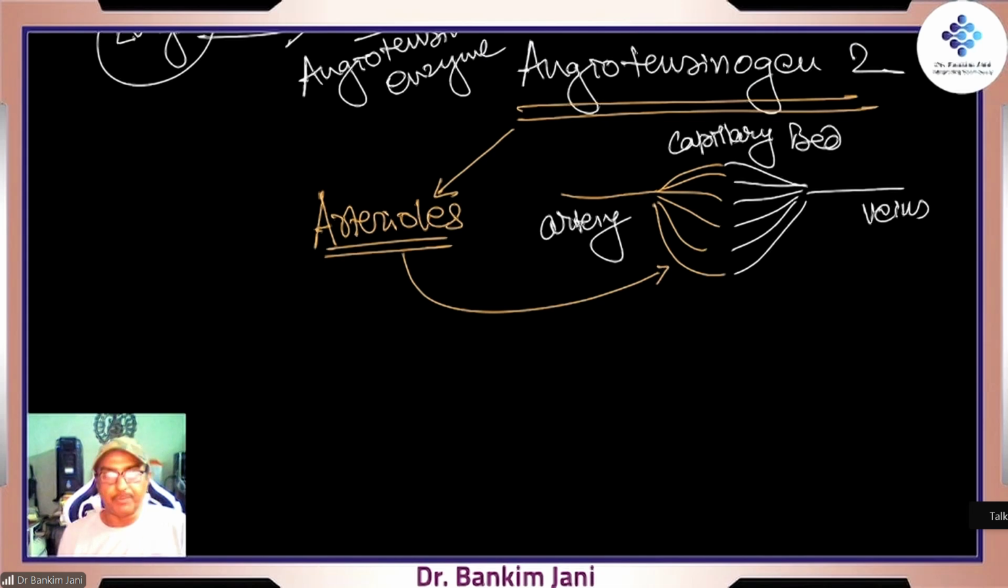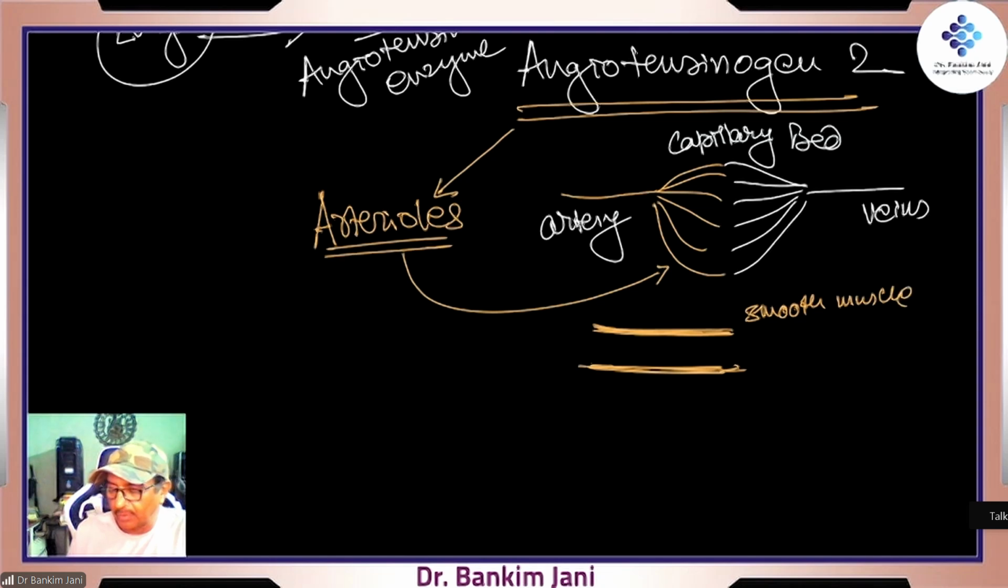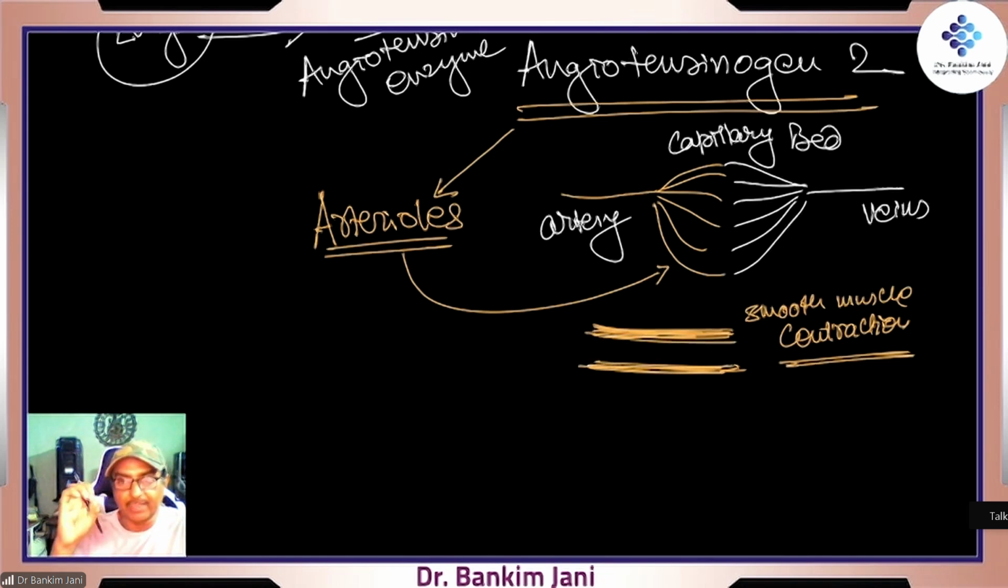So these arterioles will be affected. If you go into more detail, they have smooth muscles. So there is smooth muscle contraction. These muscles will contract. In other words, there is arteriolar contraction. When there is arteriolar contraction, that means there is a decrease in the caliber. Thus, they lead to an increase in the systemic venous resistance.